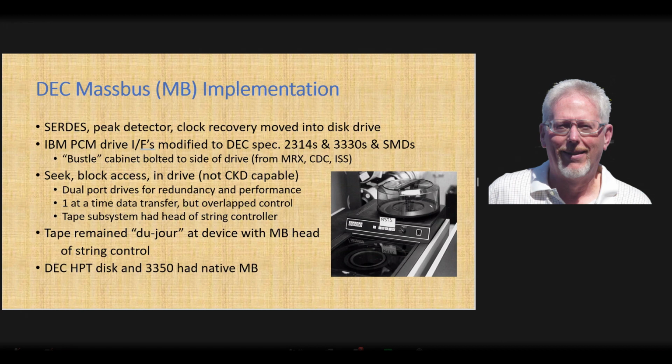So dual port drives were the standard for redundancy and performance. That bus had a capability of one data transfer at a time, but overlapped control. And tapes were implemented in a slightly different way with a head of string controller to manage the various tape technologies. And that maintained a de jure interface at the device with the mass bus head of string control. There were 2 devices that actually integrated the mass bus electronics directly into the drive, DEC's last head per track drive and the 3350.